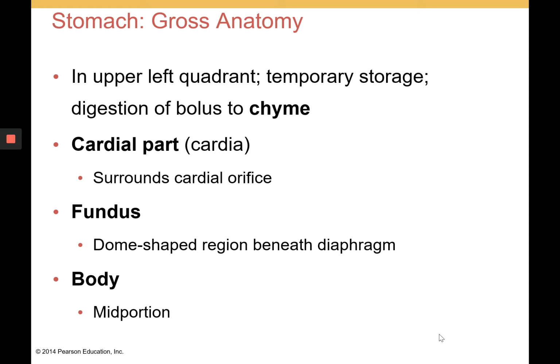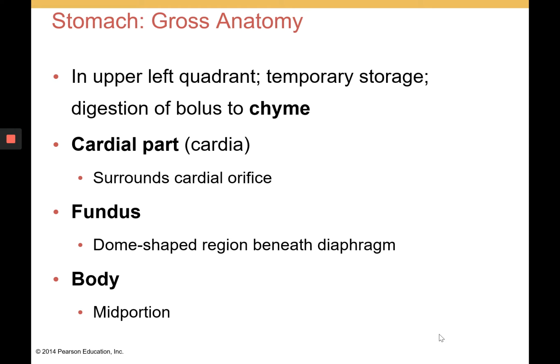The first part of the stomach we're going to talk about is the cardial part. So this is the part around the cardial orifice. It's the location of the gastroesophageal or cardiac sphincter. Above this location, there's a dome-shaped region. It's below the diaphragm, but above the cardia, and this is a dome-shaped or fundus region of the stomach.